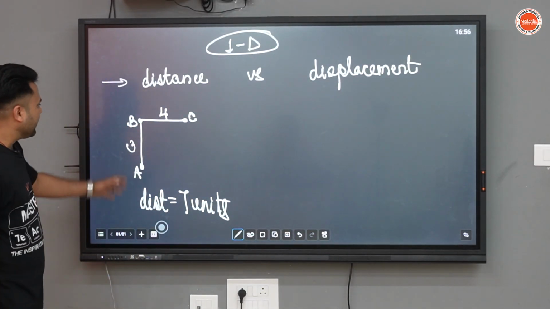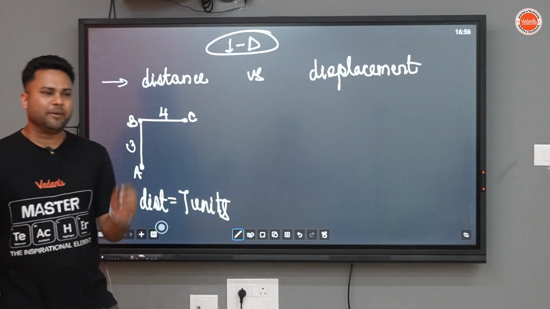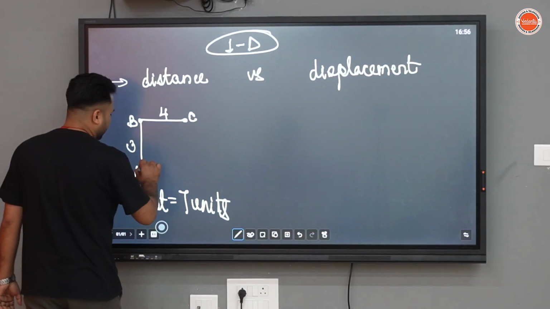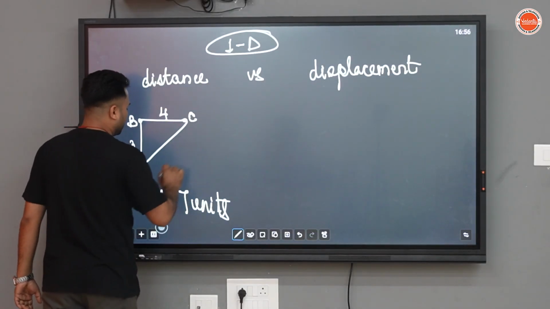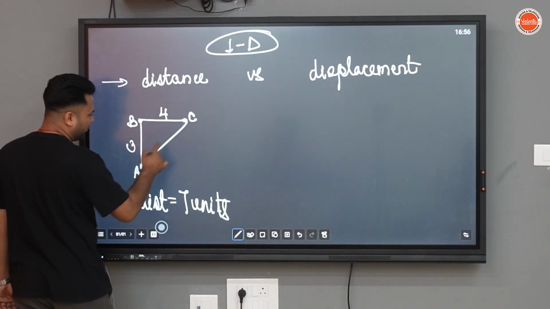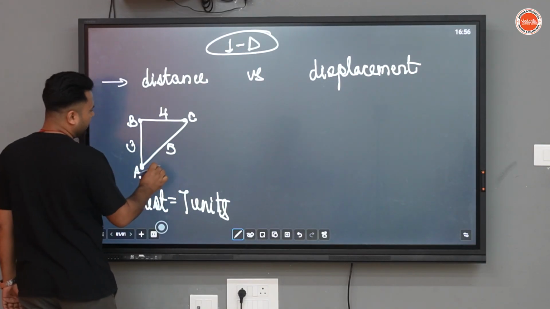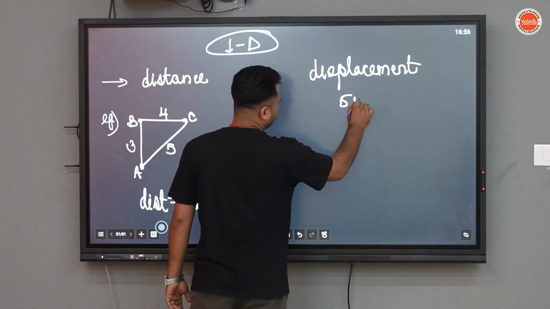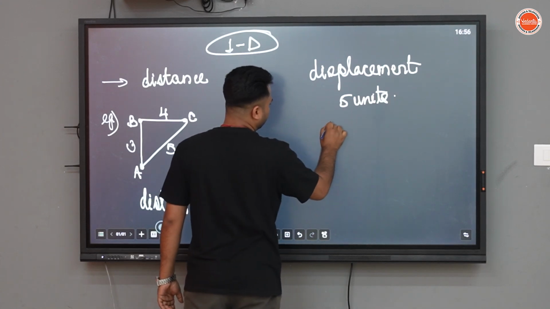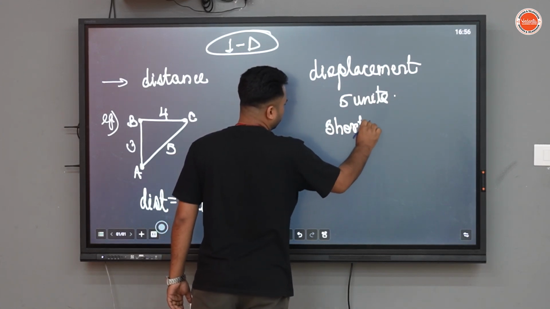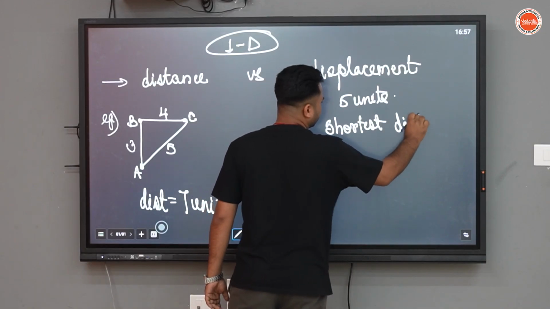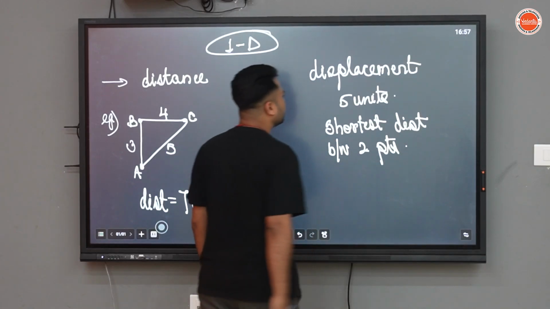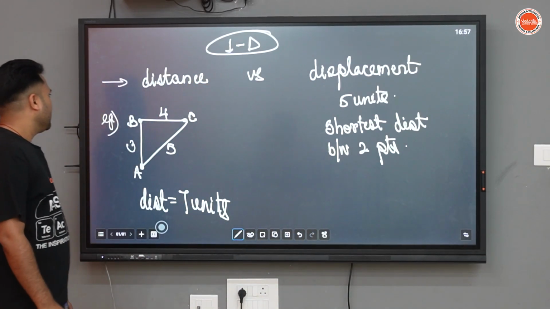But in the same case, if someone asks what is the displacement, what we have to do is connect the initial point and final point and see the distance. Like you connect this A with C. So this distance you have to see. This is 3, this is 4, by Pythagoras theorem, this will be 5. So my displacement will be 5 units. So displacement is the shortest distance between 2 points. Okay.